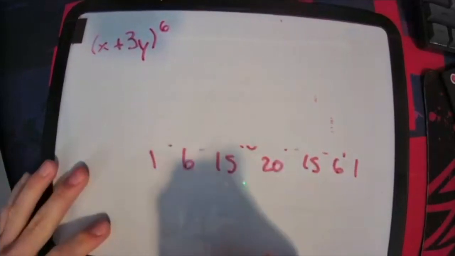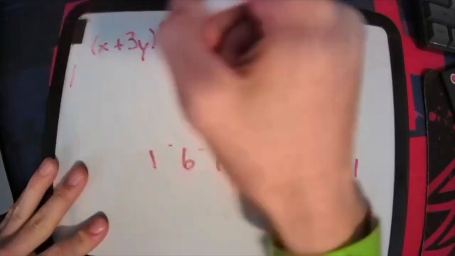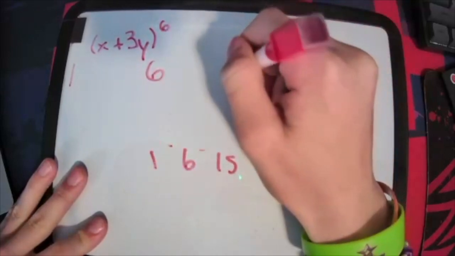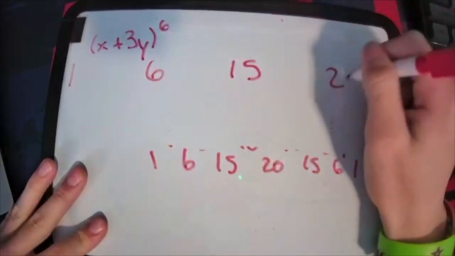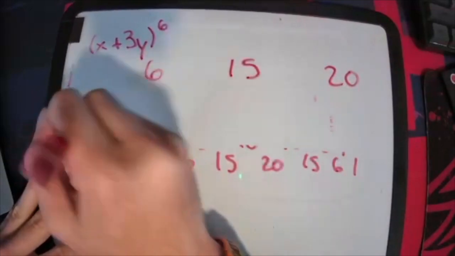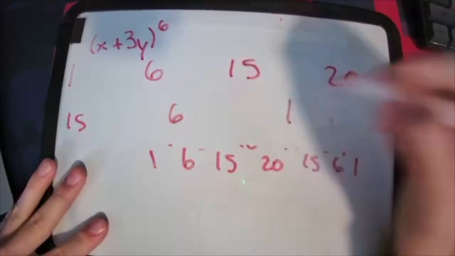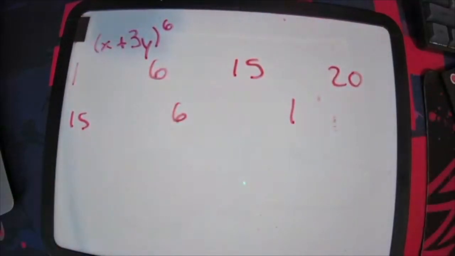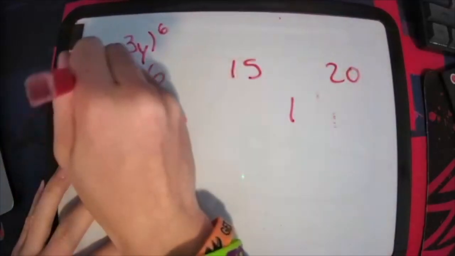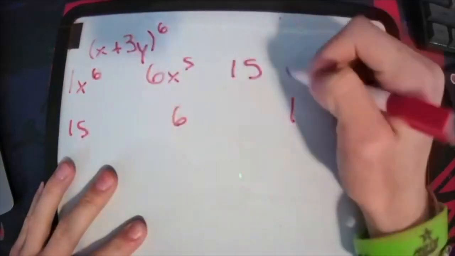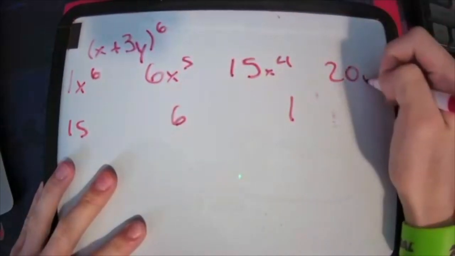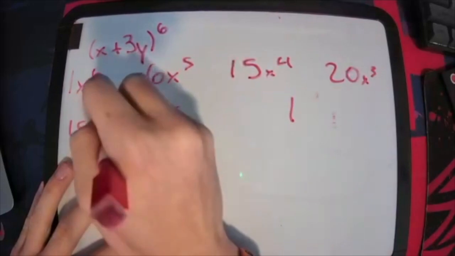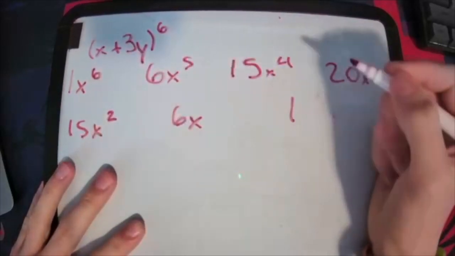So let's rewrite all the coefficients. 1, 6, 15, 20, 15, 6, and 1. Now we could erase this as well because we know all of the coefficients. So now let's descend the x term going left to right. So we have x to the 6th, x to the 5th, x to the 4th, x to the 3rd, x squared, x, and x to the 0, which is just 1.